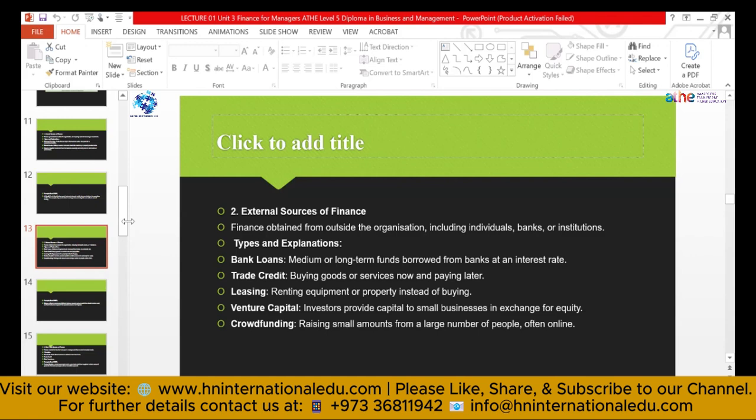Venture capital: investors provide capital to small businesses in exchange for equity. What is equity? Any idea? You people did the course in level 4 as well. Ma'am, is it about the significance of financial management, like shareholders or business, like total assets or total liabilities? You're near to it. Basically, equity is an asset, but it is also in terms of brand image. You're getting goodwill too.